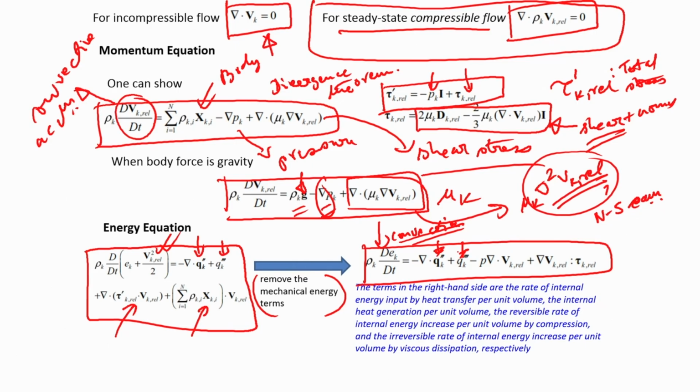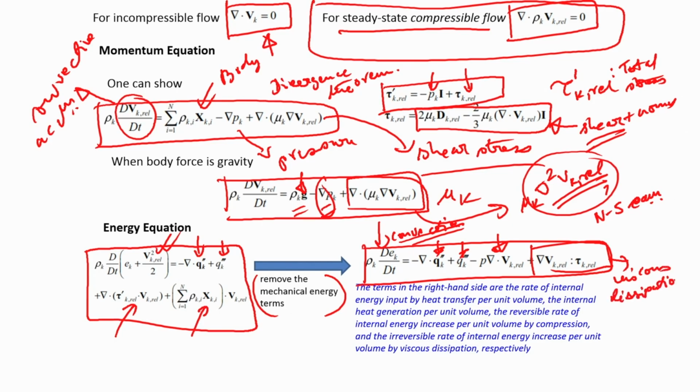In many cases it can actually be equal to 0, and then the reversible rate of internal energy increase by compression, that is given by the pressure term. Okay. So, if the divergence is equal to 0, this term will also be equal to 0. Okay. So, it is like the work done by the pressure essentially by compression. Okay. And the last term, this particular term, is nothing but something called viscous dissipation.